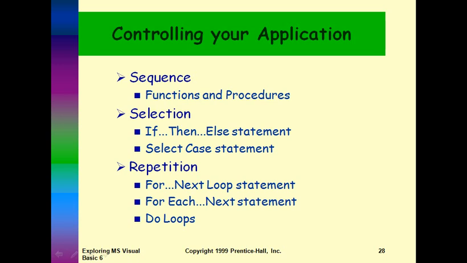In our programming language in this course, which is Visual Basic, functions and procedures are a sequence. Selection is one of two statements: the if then else statement and the select case statement. If I want to do looping or repetition in Visual Basic, I have three options: for next, for each next, and do loops, do until.